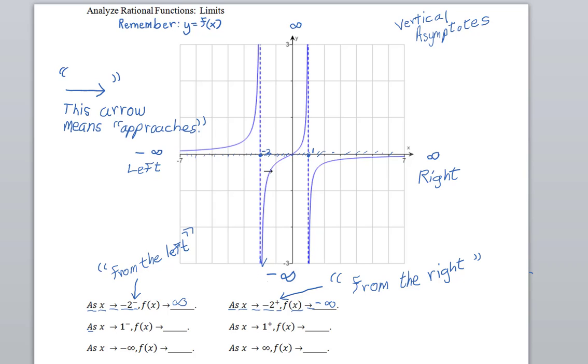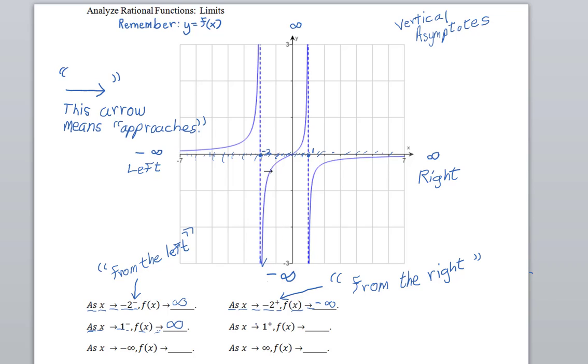All right, now, next line. As x approaches +1 from the left, y approaches, or f of x approaches, or the graph approaches. Well, let's see. We're coming in from the left. So as the x coordinates approach 1 from the left, the graph is shooting up to positive infinity in the y direction. So I would say infinity.